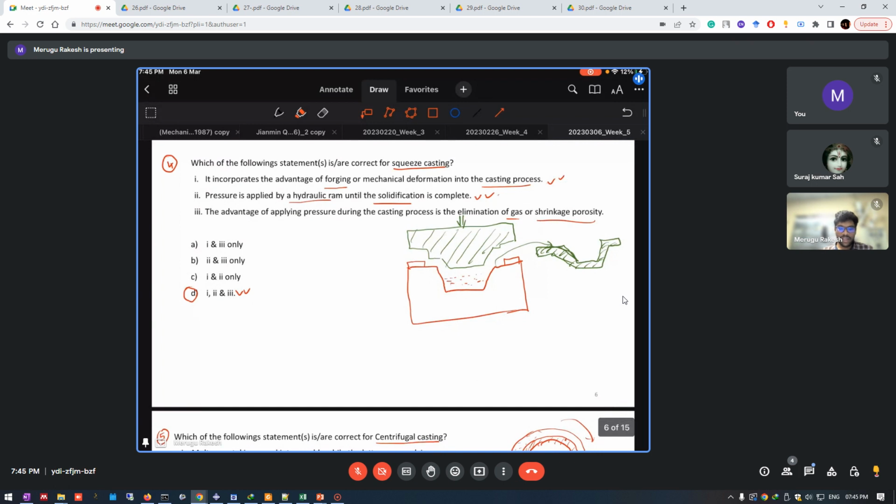Then comes the squeeze casting. It is a combination of casting and forging, which is also a kind of hybrid semi-solid processing. As I have shown in the diagram, initially we fill the die with the liquid metal, then we use a punch. Then we use a hydraulic press to punch it even further so that any gas or shrinkage porosity that is present can be eliminated.